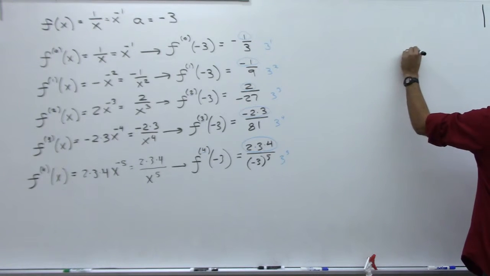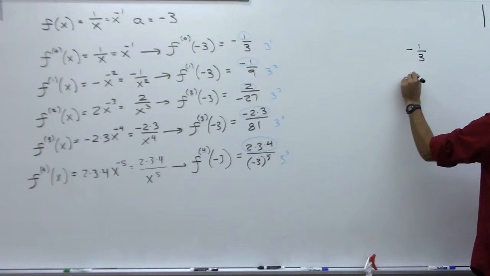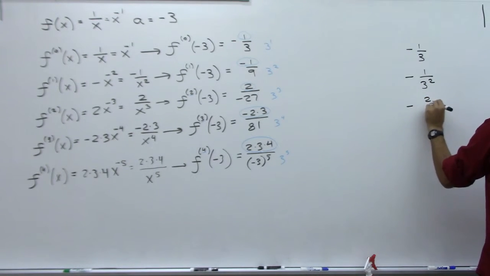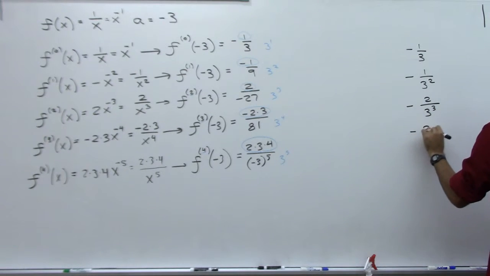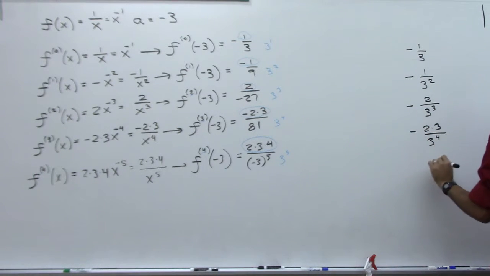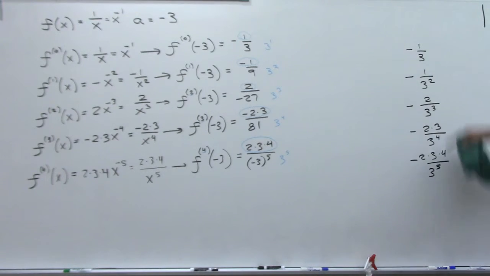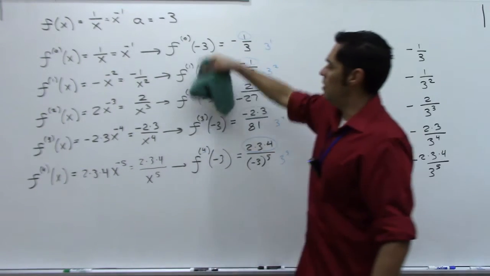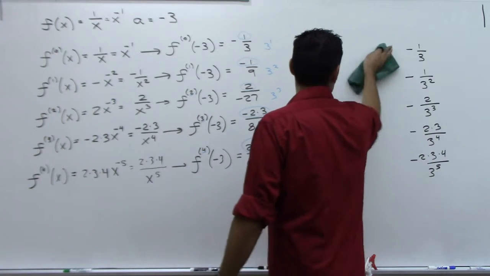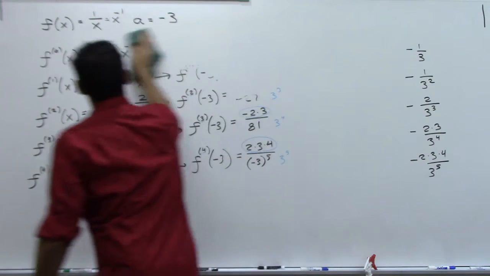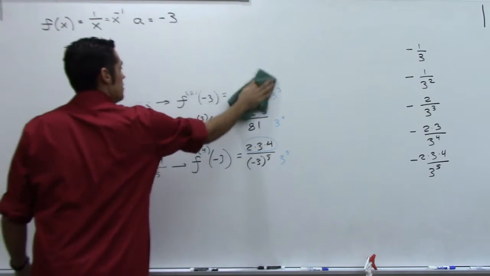So let me write these down over here. I have negative 1 over 3. I have negative 1 over 3 squared. I have negative 2 over 3 cubed. Negative 2 times 3 over 3 to the 4th. And negative 2 times 3 times 4 over 3 to the 5th. So those are my derivatives evaluated at negative 3. 0th derivative, first derivative, second, third, fourth. I'm just writing those down so I can look at them in a second here.